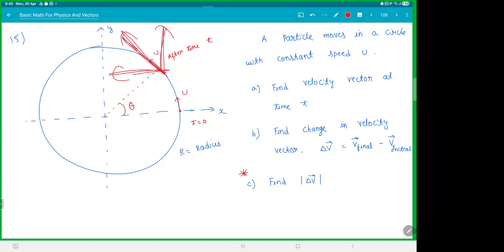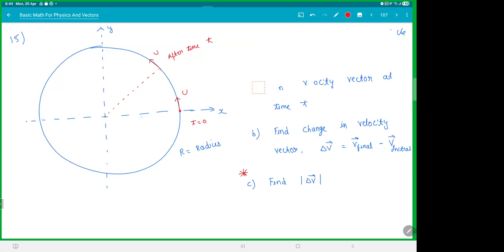Cos t i cap, sin t j cap, near Anish. That's not the answer. I know it can be a little confusing, but try another 30-40 seconds and I'll show you. Ananya, that's not the answer. Okay, let's see.